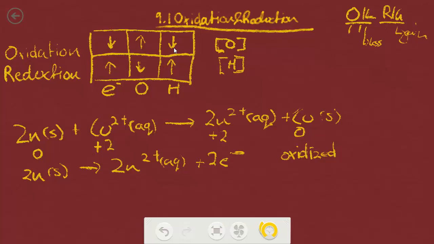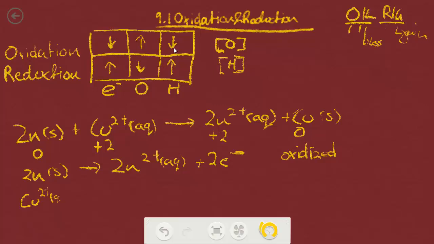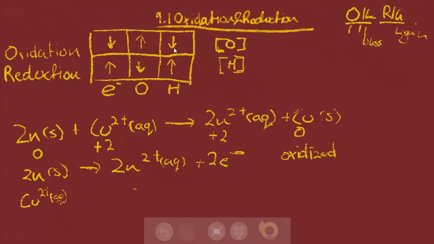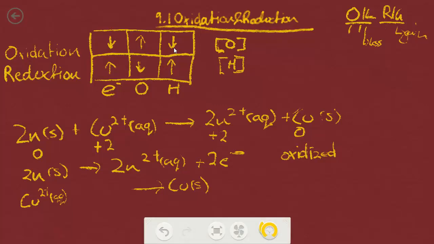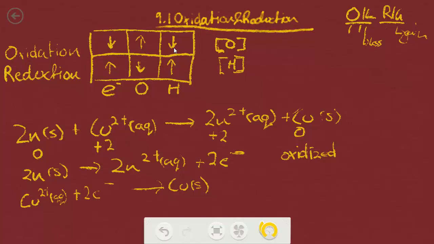Next, we'll be looking at the copper side of things. So we have Cu2+ in aqueous, which means that it's soluble in water, and this gives Cu as a solid. So we have +2 on the reactant side and 0 on this side. Therefore, the left-hand side must decrease by 2 units of charge in order to have a neutral charge of 0. So therefore we can add 2 electrons on the left hand side to balance out the entire equation.